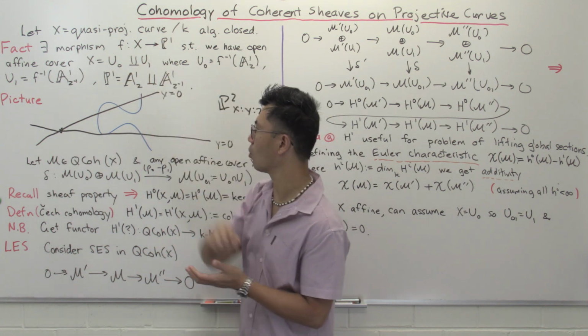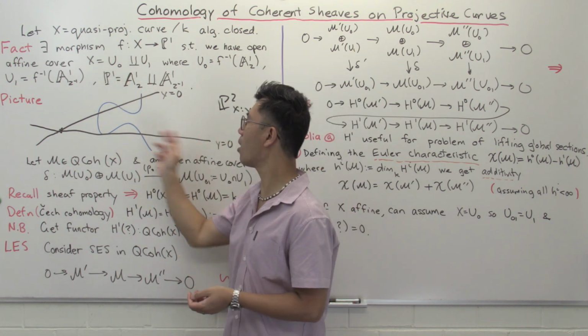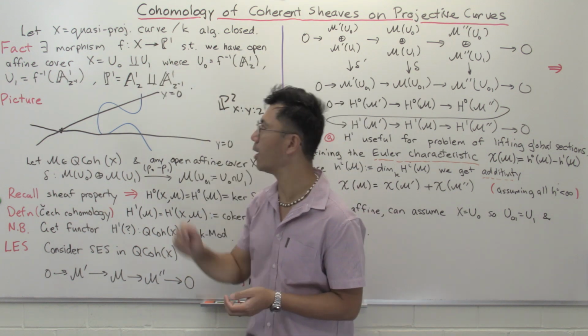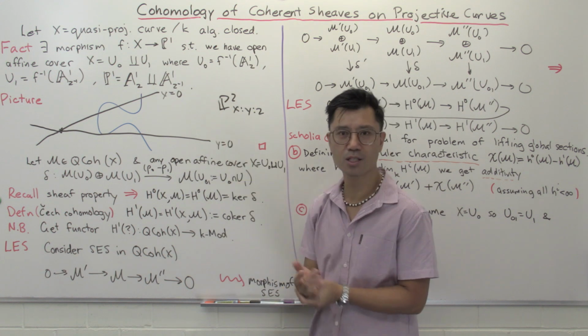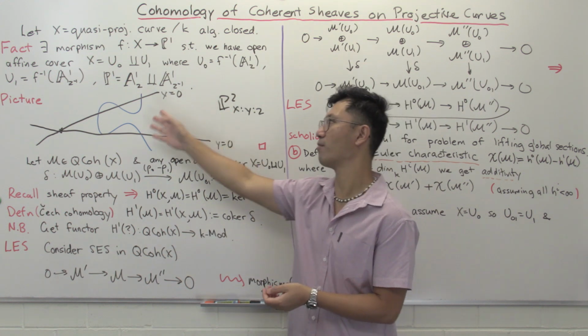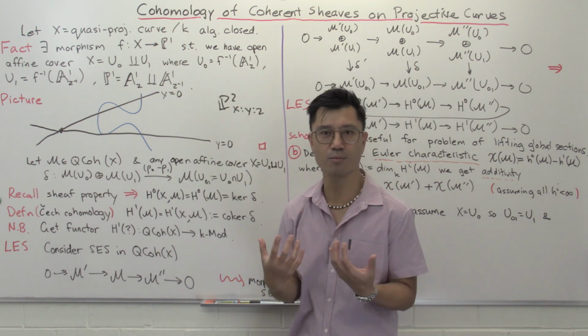That's going to be one of your open sets. Then the complement of Y equals 0 is going to be another affine curve, and that's going to be your other open affine set. So it's quite easy to prove in this case of a projective plane curve, and if you have curves in higher dimensional projective space, you can do the same trick.